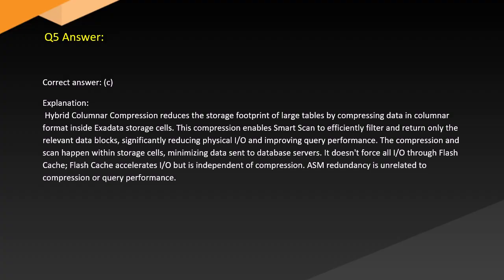Answer. Correct answer: C. Explanation. Hybrid columnar compression reduces the storage footprint of large tables by compressing data in columnar format inside Exadata storage cells. This compression enables Smart Scan to efficiently filter and return only the relevant data blocks, significantly reducing physical I/O and improving query performance. The compression and scan happen within storage cells, minimizing data sent to database servers.